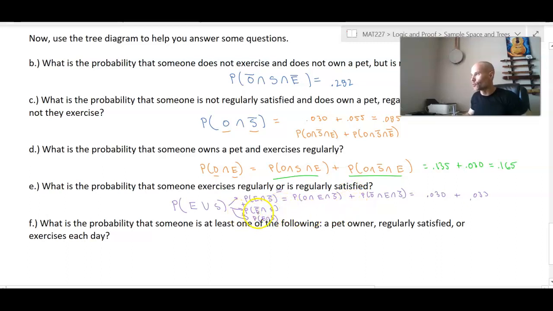Now, we're going to break this group up, the people who don't exercise and are satisfied. Some of them are pet owners. So owners and S and not E. I'm going to write it that way now so it's easier to find in our tree diagram. Then there are people who don't exercise, are satisfied, but are not pet owners.